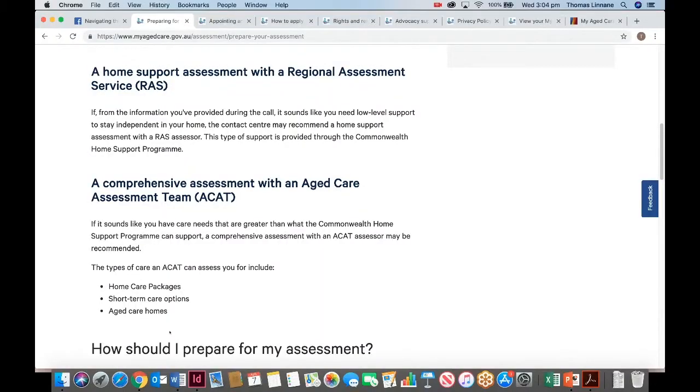All right, so let's have a look now at the two types of assessments. There is the RAS, Regional Assessment Service, which is entry level for Commonwealth Home Support, and then the ACAT assessments, the Aged Care Assessment Team. What really is the absolute difference between the two, for understanding if you're going to get a referral to one of these?